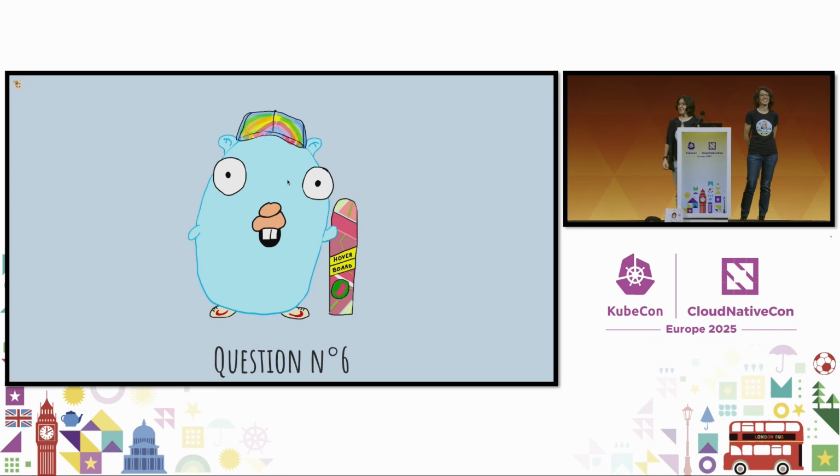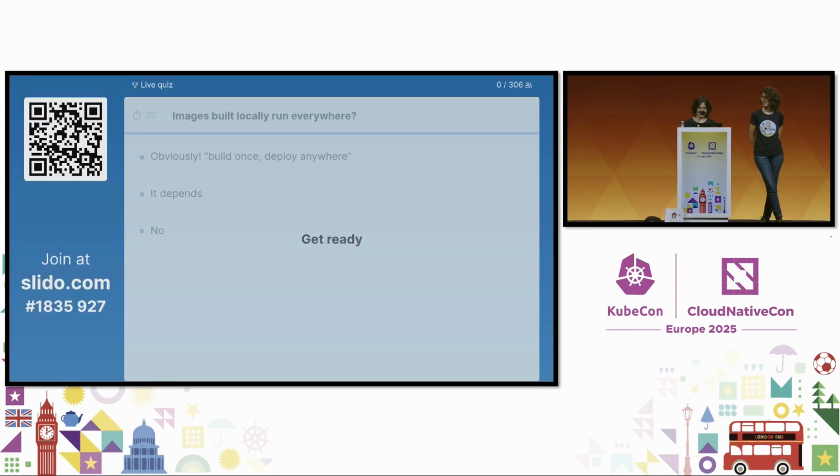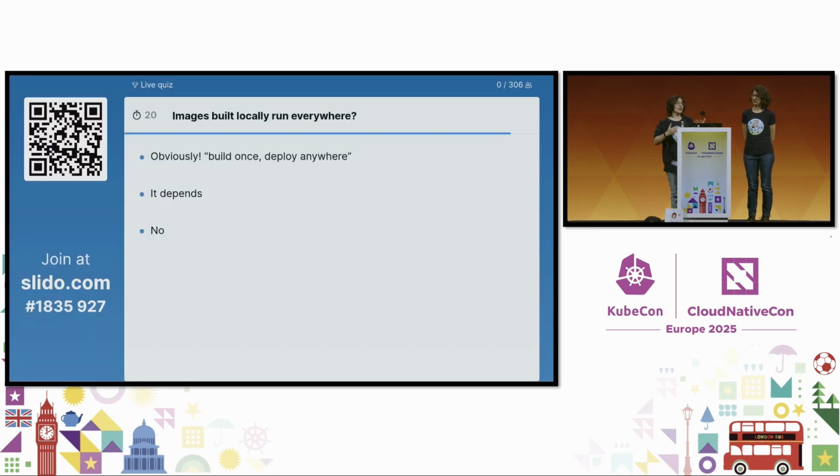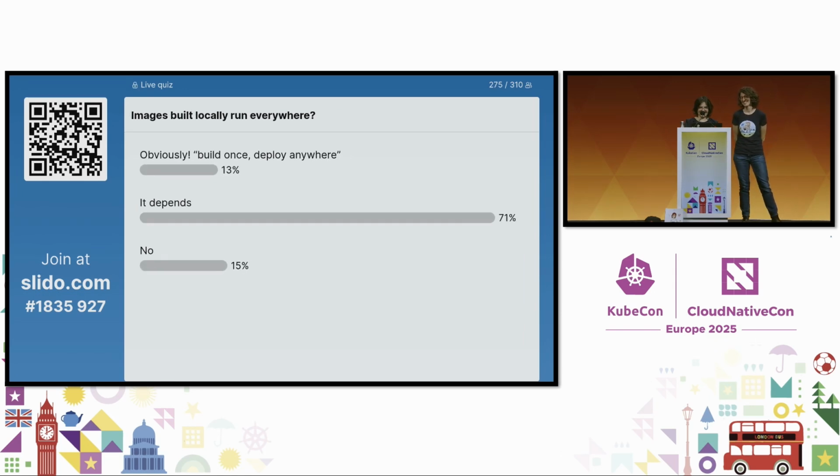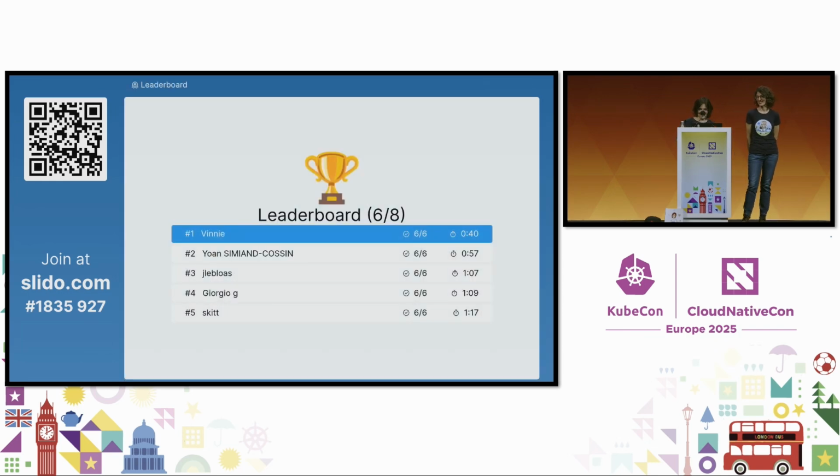Question number 6. Ready? Images built locally run everywhere. Obviously. Build once, deploy anywhere. Or it depends, or no. Oh, yes. Good. It depends. Good catch.